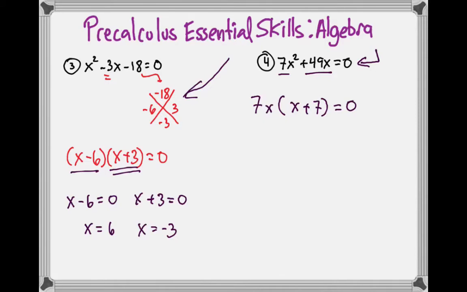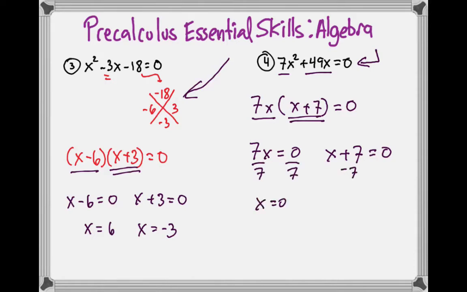As a quality of life thing, you can check whether you're correct by mentally distributing and seeing if you get the original problem. If you do, you know that you have factored correctly. So let's use the zero product property to solve from here. I'm going to set these two equal to 0. I get 7x equals 0 and x plus 7 equals 0. When I solve, I divide by 7 and x equals 0. I subtract 7 and x equals negative 7.